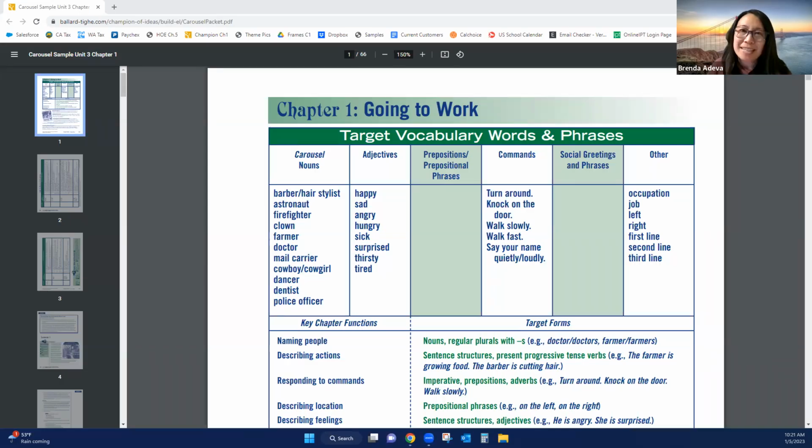Hi, my name is Brenda Adiba, and I wanted to share with you how Carousel of Ideas for kindergarten through fifth grade can be used for multi-level classrooms. And when I say classrooms, I mean a sheltered class or a pull-out class or just a small group.